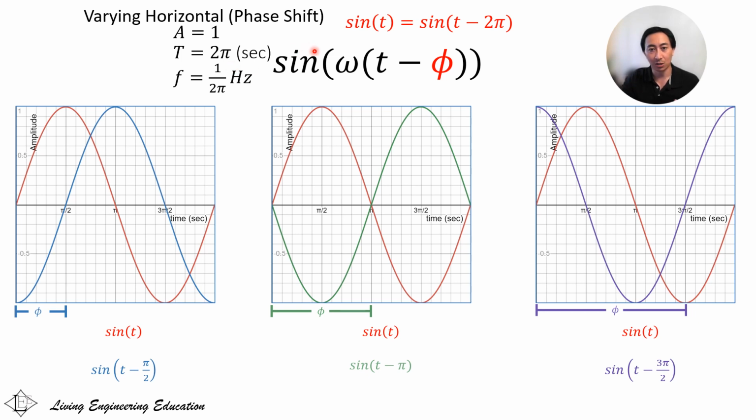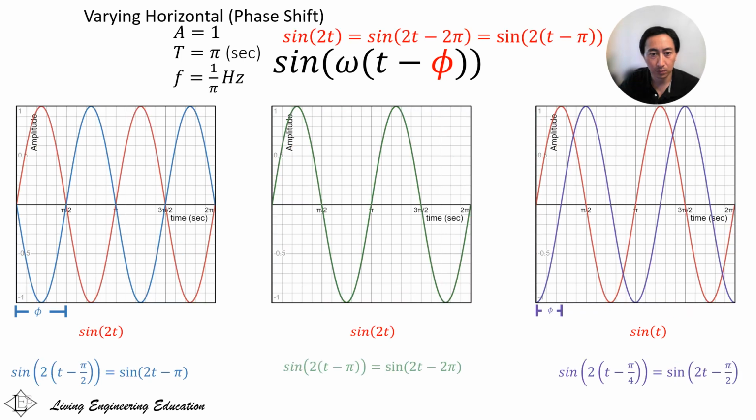All right, so let's take a look at if omega is equal to 2 instead. So here we have sine 2t as my baseline graph, right? So omega is equal to 2. So if omega is equal to 2, my period now changes to pi and my frequency is 1 over pi. We still have an amplitude of 1. So I graph sine 2t as my baseline function for all these 4 cases here.